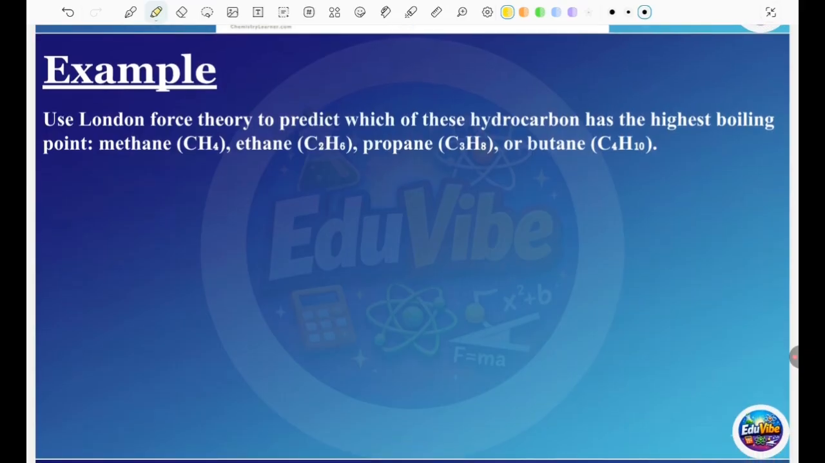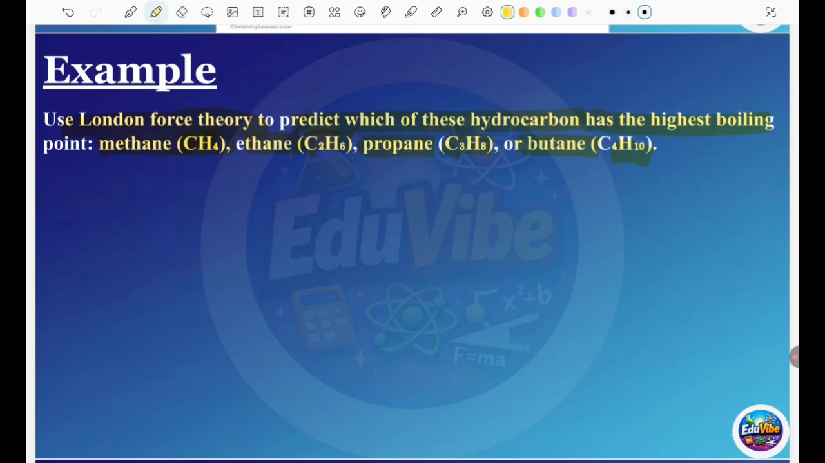This is how we actually solve these questions when we get them. You basically get these questions as direct response or in MCQs. For example: use London force theory to predict which of these hydrocarbons has the highest boiling point: methane, ethane, propane, and butane. Basically we have to compare the boiling points.